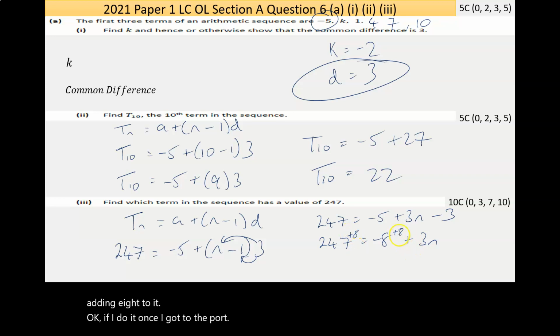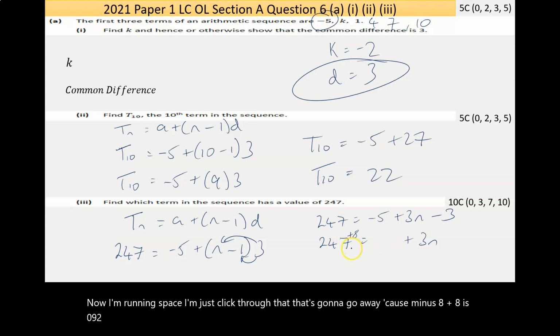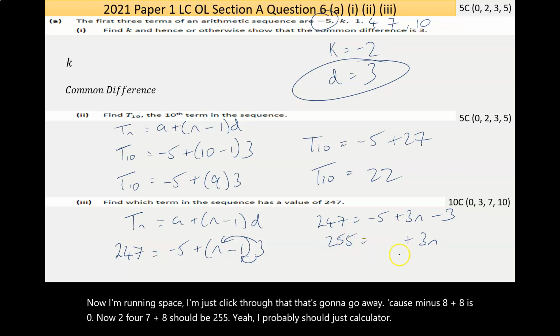Now I'm running out of space, I'm going to get rid of that. That's going to go away because -8 plus 8 is 0. Now 247 plus 8 should be 255. Yeah, I probably should use a calculator. I'm famous for making little errors like that.